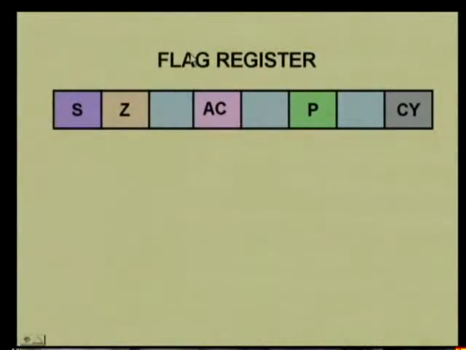Here we are calling it the flag register, but it is not actually a register. It consists of independent flip-flops. Five flip-flops are used to indicate the status of the result after an arithmetic or logical operation has been performed over the data. They are the sign flag, zero flag, auxiliary carry flag, parity flag and carry flag. Let us see about these flags.